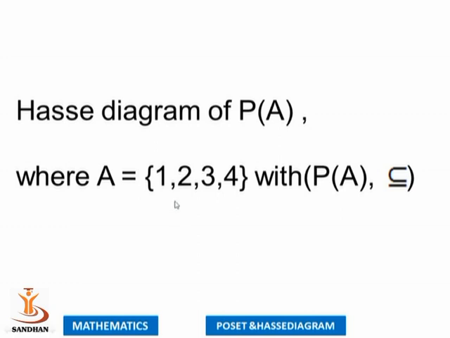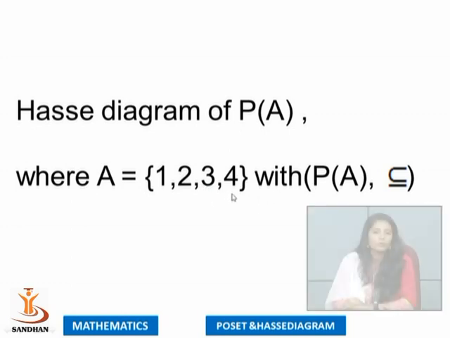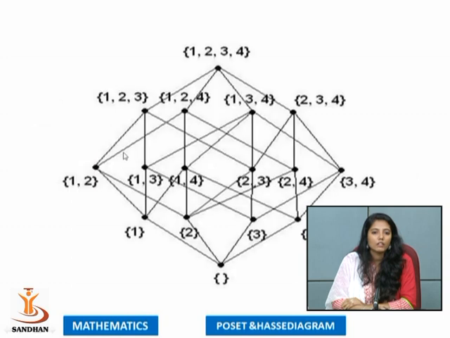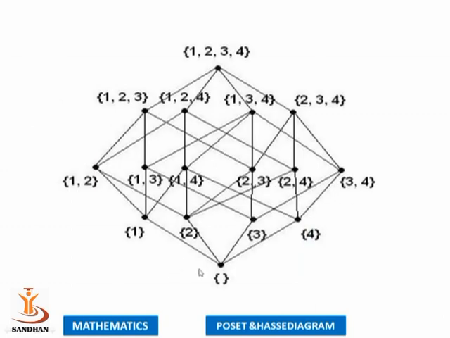Okay. Next Hasse diagram is the power set of A, where A contains 4 elements, 1, 2, 3, 4, with the inclusion subset relation. First of all, the elements are 16. The empty set, the singleton sets 1, 2, 3, 4. The double sets {1,2}, {1,3}, {1,4}, {2,3}, {2,4}, {3,4}. The triple sets {1,2,3}, {1,2,4}, {1,3,4} and {2,3,4}. And the last element is {1,2,3,4} itself.